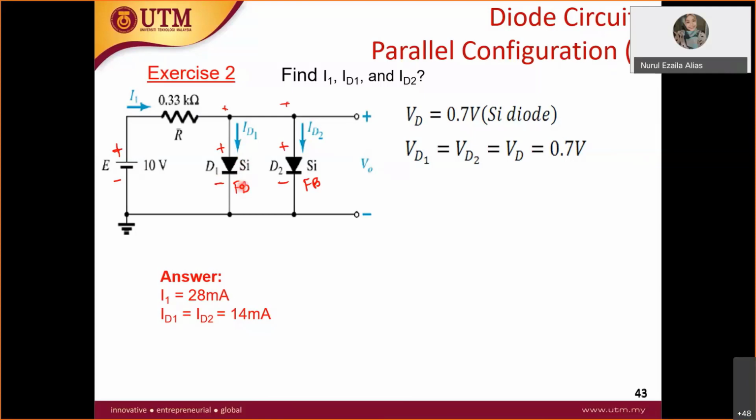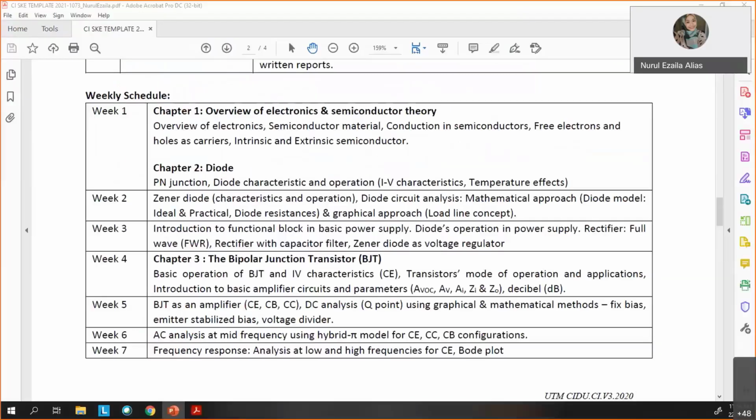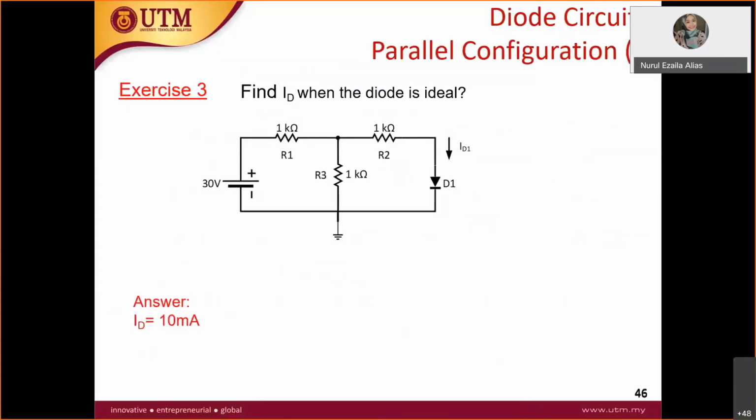All right, let's move to the next exercise. I hope all of you understand the previous slide. Now this example: find the ID when the diode is ideal. I haven't mentioned this before.